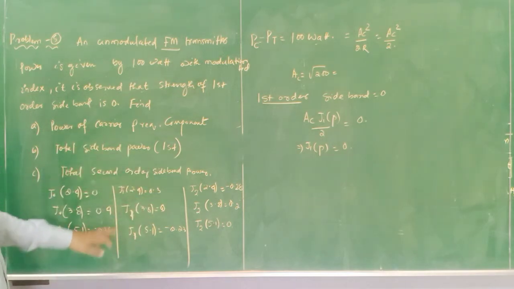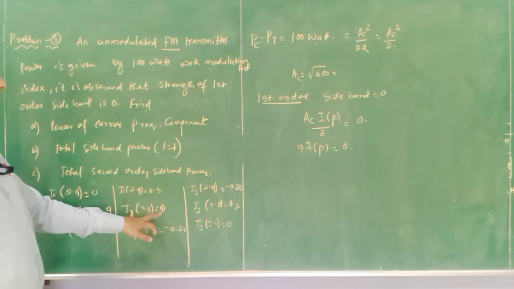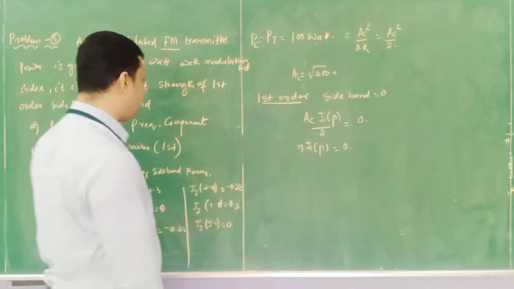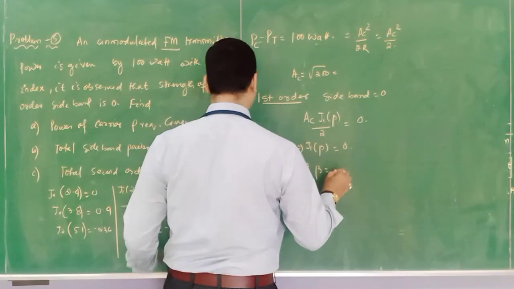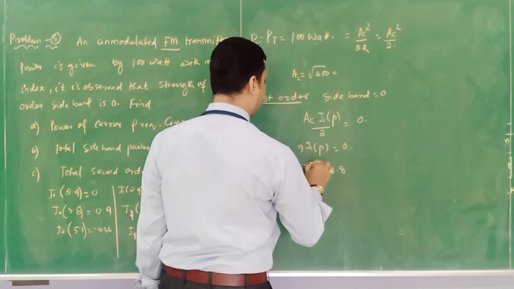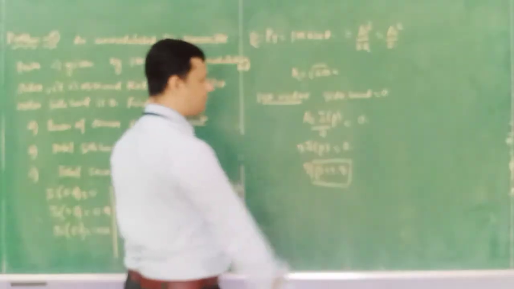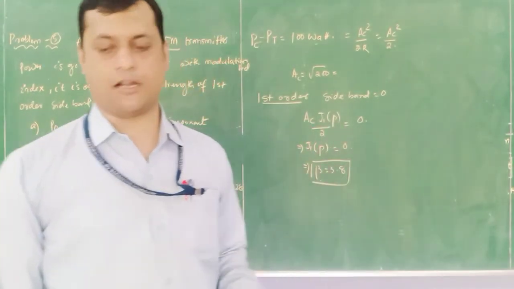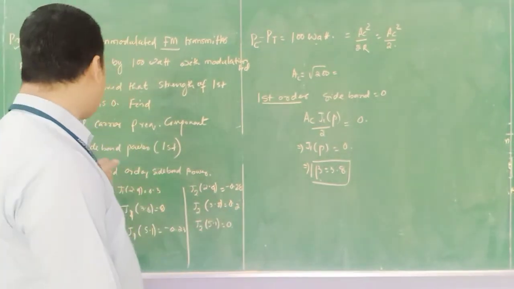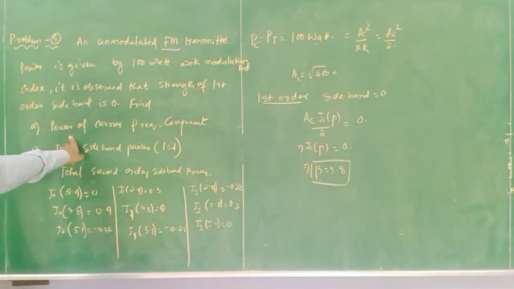J1 of 2.4 is 0.3, no, it can't be done. J1 of 3.8, it is 0. Yes, it is 0, and the other is negative. So that means here I will say the beta value is 3.8. So this beta value 3.8 will help us to determine the carrier frequency component, the power available in the carrier frequency.